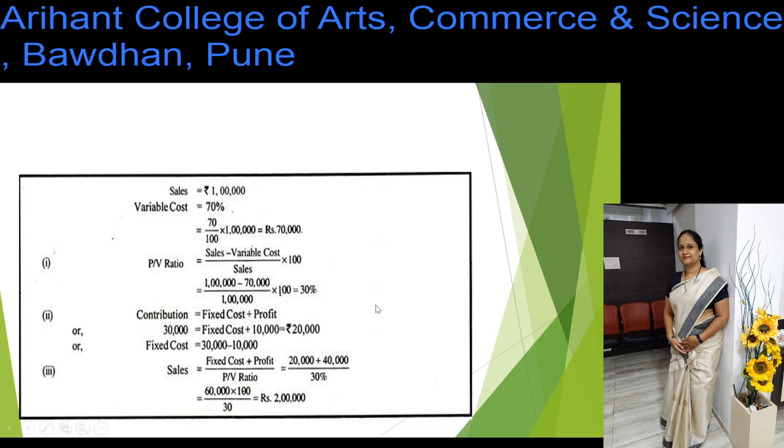In this problem, you need to keep in mind that PV ratio formula is contribution. Contribution you can get sales minus variable cost. Fixed cost will remain same even though your sales volume increases by any number. Profit volume ratio will remain same irrespective of increase or decrease of your sale. So you need to keep these figures constant and then you can find out expected sales. So I hope you have understood this problem.